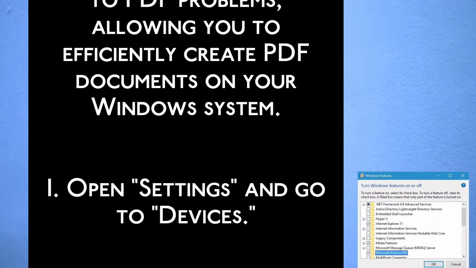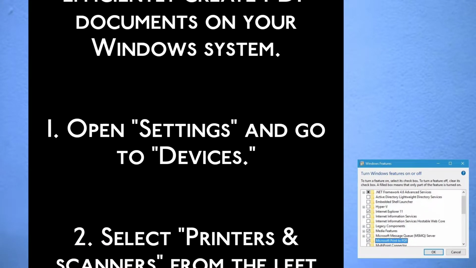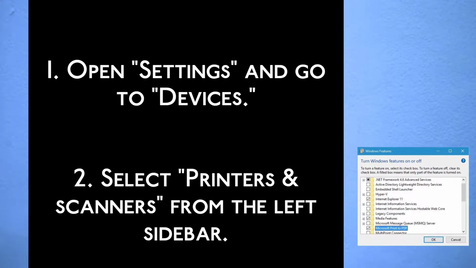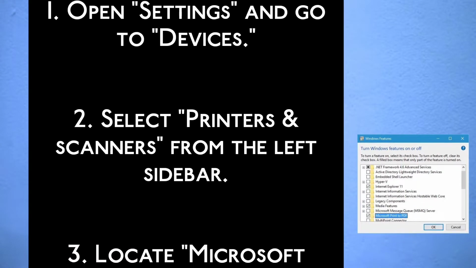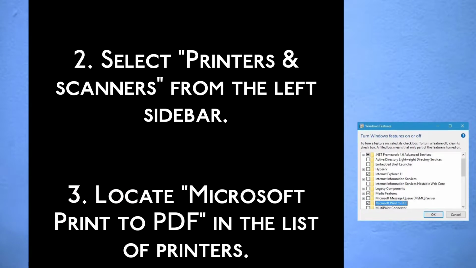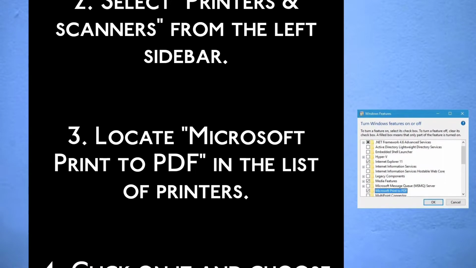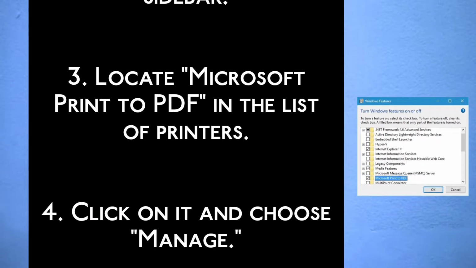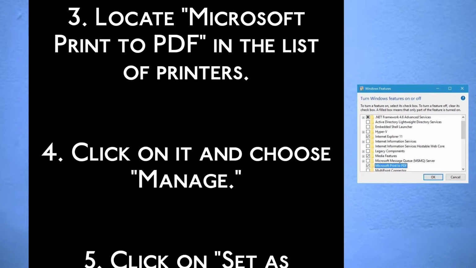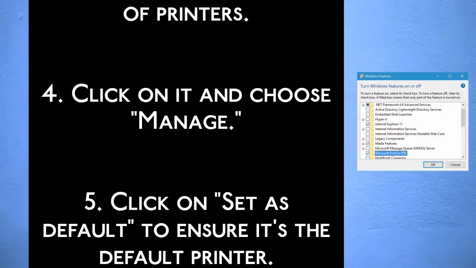your Windows system. Step 1. Open Settings and go to Devices. Step 2. Select Printers and Scanners from the left sidebar. Step 3. Locate Microsoft Print to PDF in the list of printers. Step 4. Click on it and choose Manage. Step 5. Click on Set as Default to ensure it's the default printer.